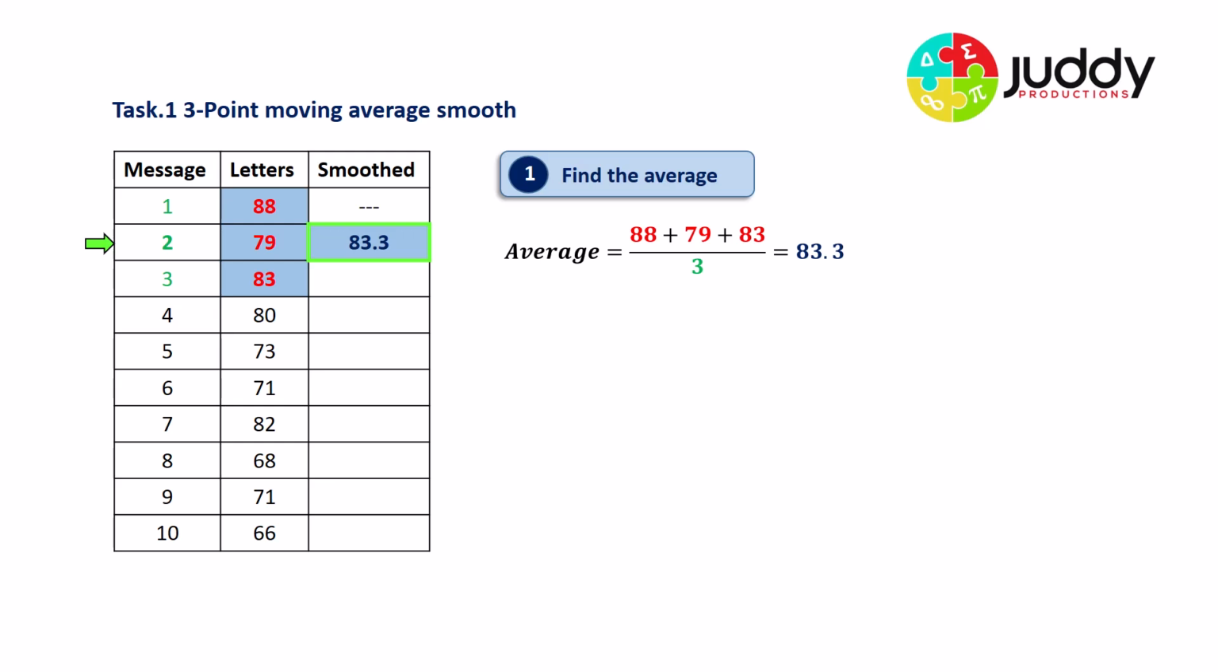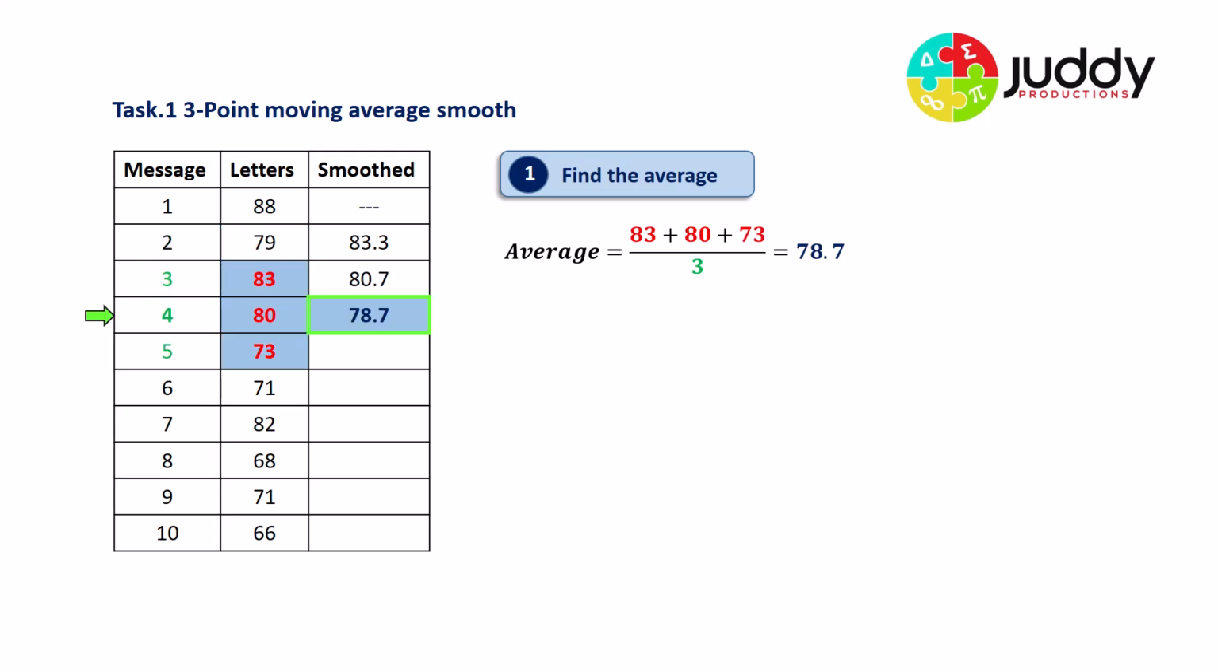For our next data point, we simply move down 1 point in our set of 3. For our first smooth value we took the first 3 values from the letters, and now we take the next 3 and work out the average of those. So we have 79 plus 83 plus 80, all divided by 3, and that returns a value of 80.7. That is centered against messages 2, 3, and 4, and right in the middle is message 3. We continue that process on.